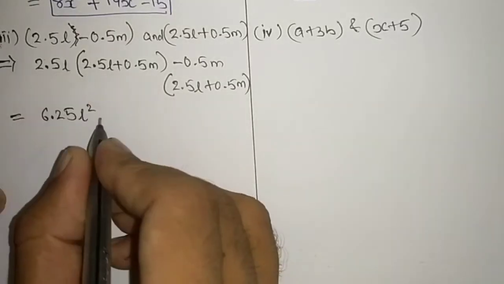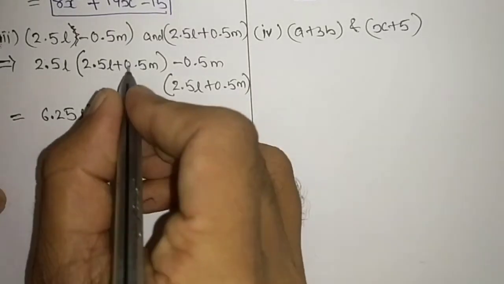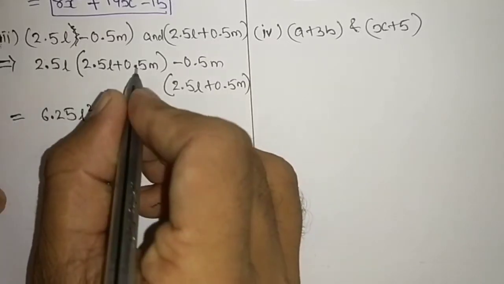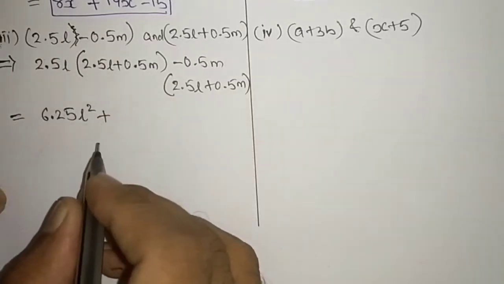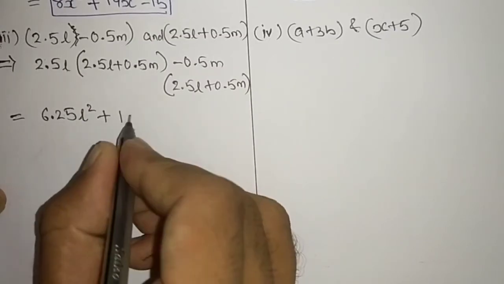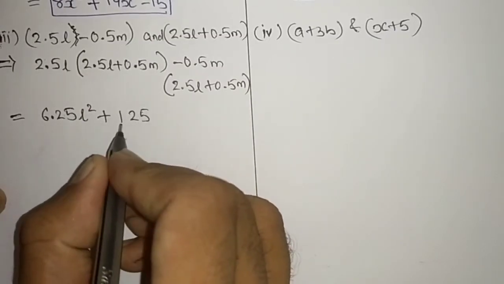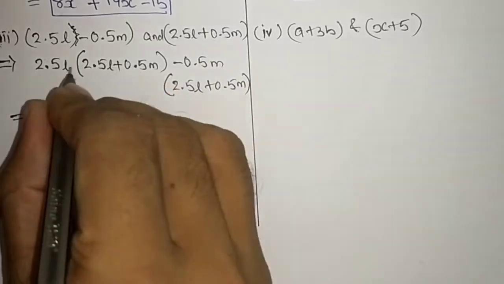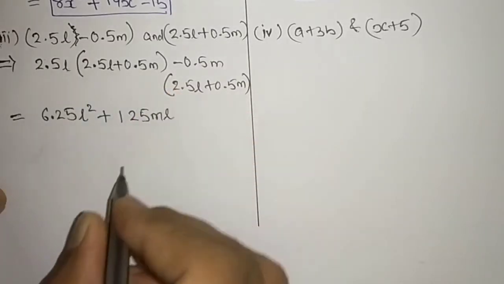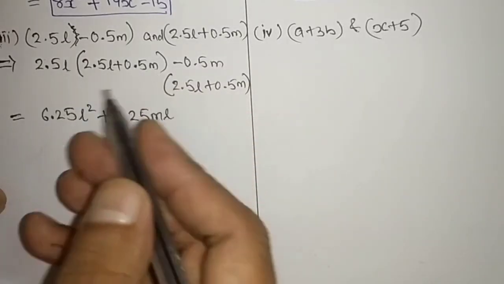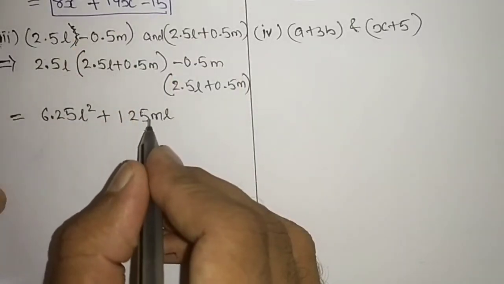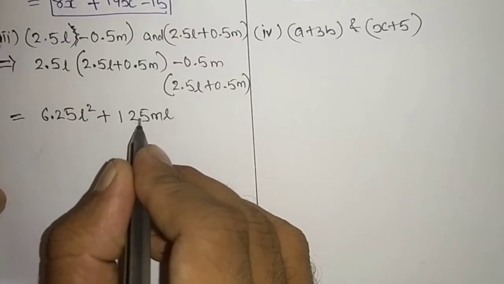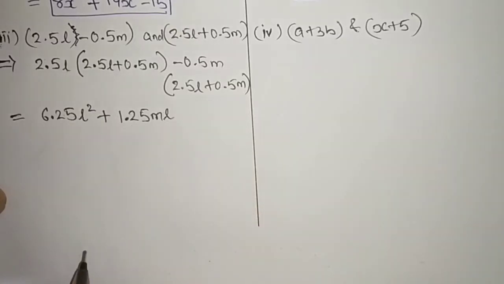Now plus into plus will give me plus. Again we will ignore the 2 decimal points, one from here and one from here. We will multiply 25 into 5 and that will give me 125. I will write 125 as it is, then multiplying m into L, that is mL. Since we have ignored the 2 decimal points, now it is time to place them back. From the right hand side to the left hand side, 1, 2, it is 1.25 mL.